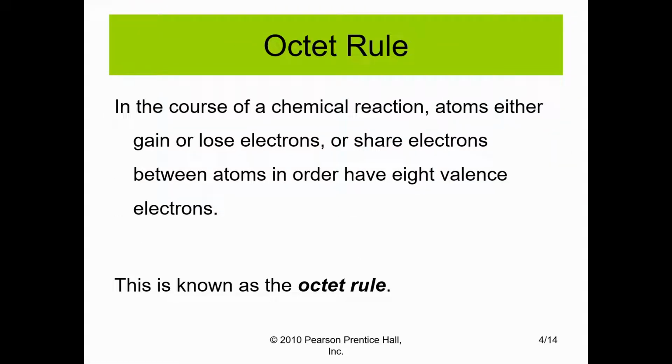In the course of a chemical reaction, atoms are either going to gain electrons or lose electrons, or share electrons, in order to have an octet of 8 electrons, 8 valence electrons. This is known as the octet rule.